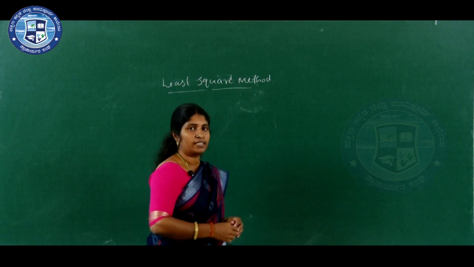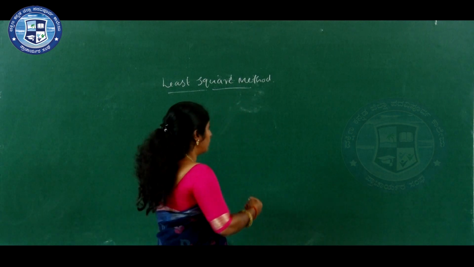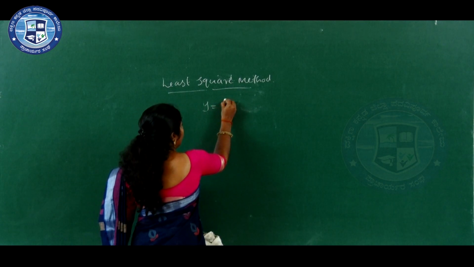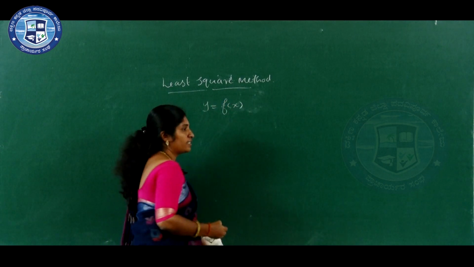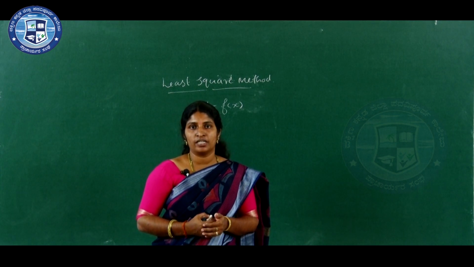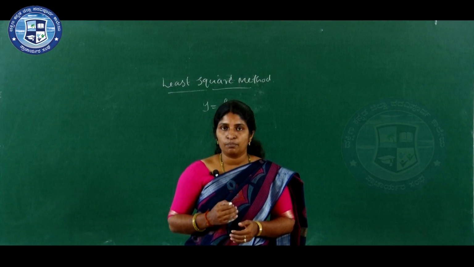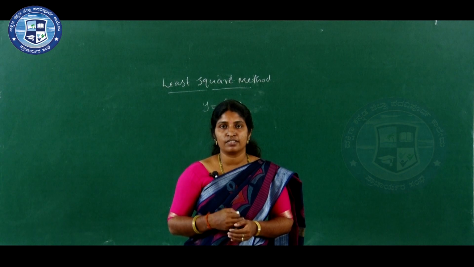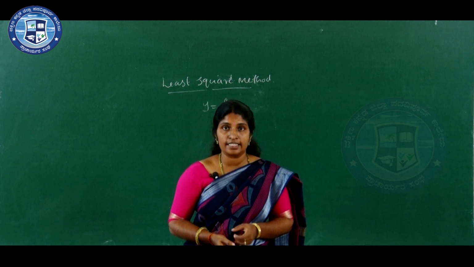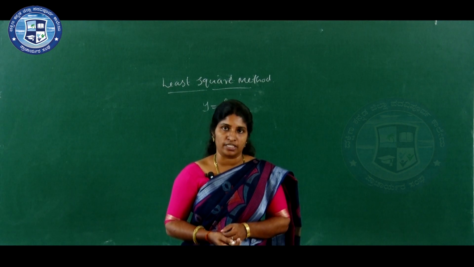Least square method. This is a mathematical method for measuring trend of type y is equal to f of x. Here a mathematical equation is fitted to the trend values. The procedure of minimizing the sum of squared errors results in some equations, known as normal equations.